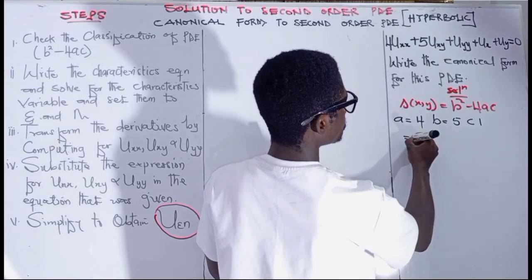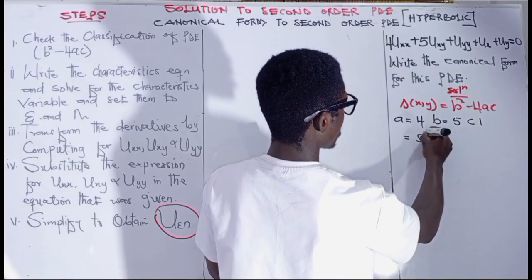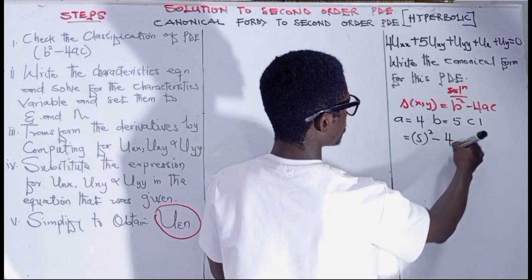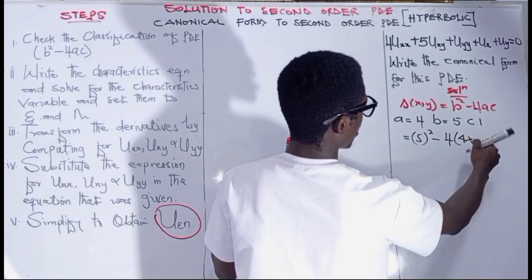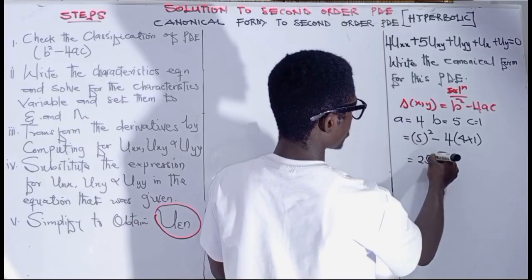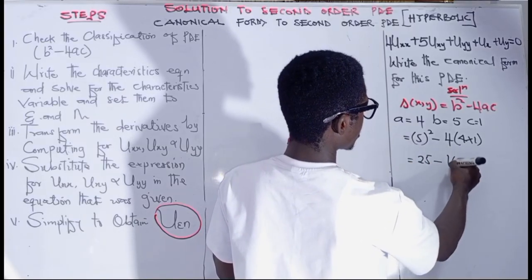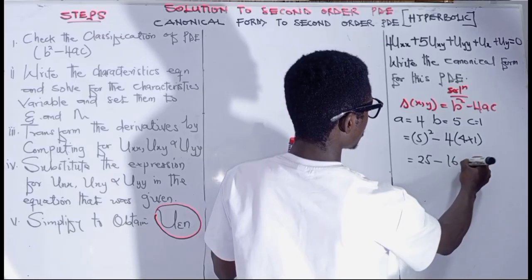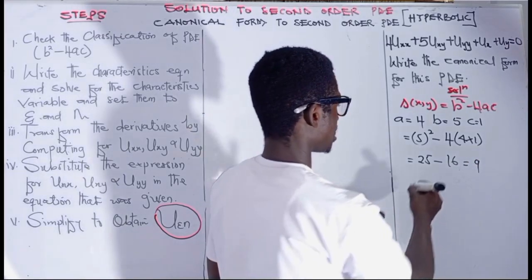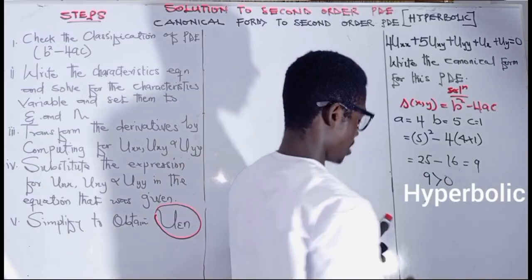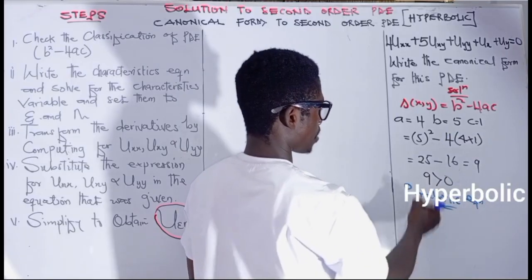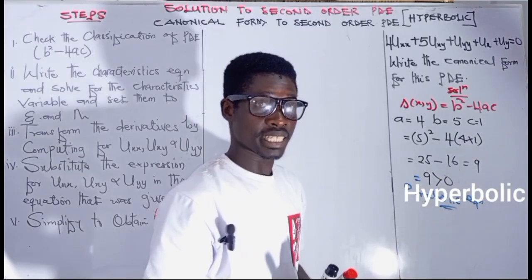So we have b is 5, so we have 5 squared minus 4 times a, which is 4, times c, which is 1. We have 25 minus 16, and that gives us 9. Now you can see that 9 is greater than 0. So this equation is a hyperbolic equation because the discriminant is greater than 0.